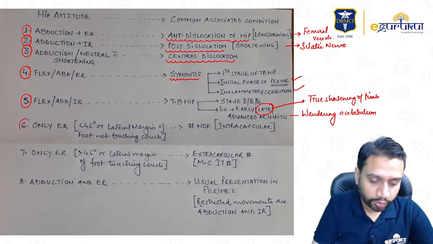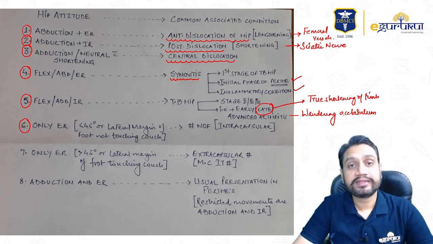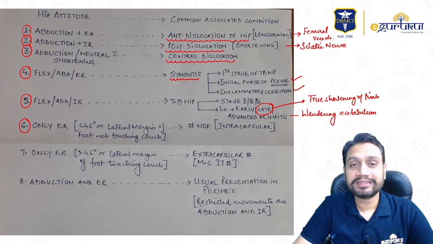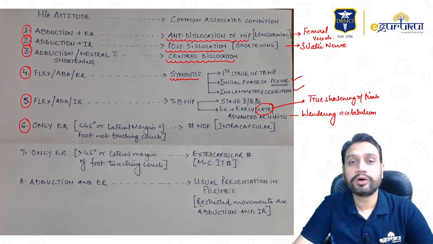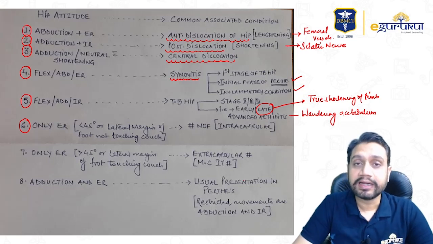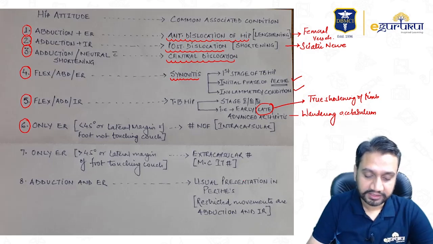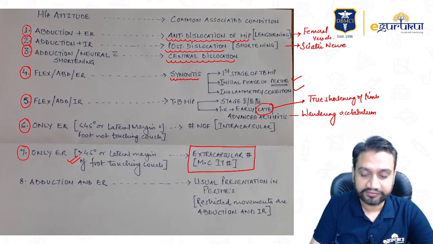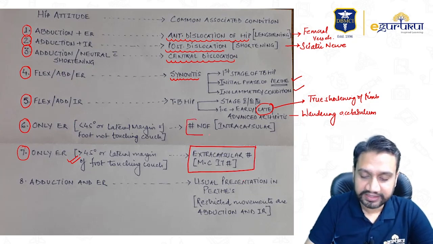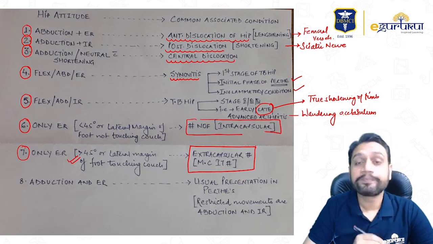Then, if it is only externally rotated, there are two conditions possible. Either it can be a fracture neck of femur or it can be an IT fracture, or if I tell you in a more simplified way, it can be an intracapsular fracture or an extracapsular fracture. So when it is an extracapsular fracture, it will be more externally rotated, that is more than 45 degrees. So it is an extracapsular fracture, for example, intertrochanteric fracture. If it is less than 45 degrees, then it is fracture neck of the femur, right?